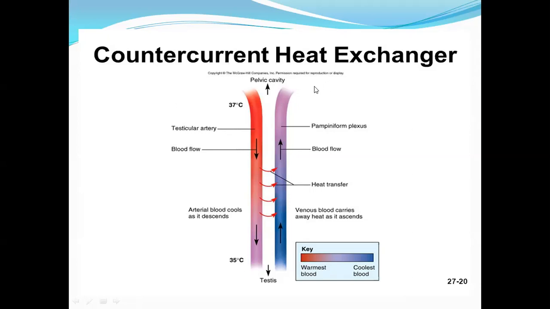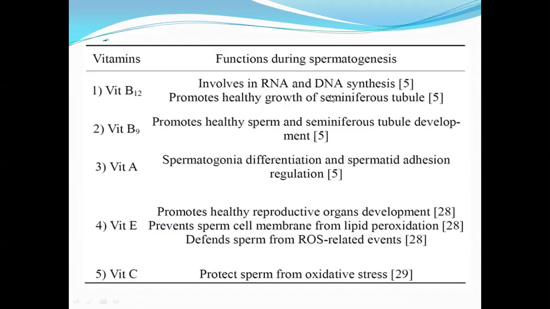So this is the very efficient countercurrent heat exchanger, which also helps to maintain the temperature of the scrotal sac. Next, coming to a few vitamins, of which vitamin B12. What is vitamin B9? It is nothing but folic acid. We all know that they maintain the DNA and RNA synthesis and help to promote healthy sperm in the seminiferous tubule.